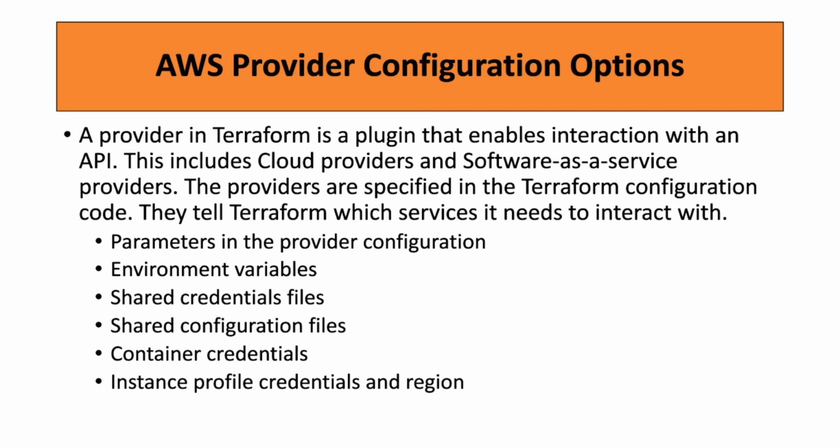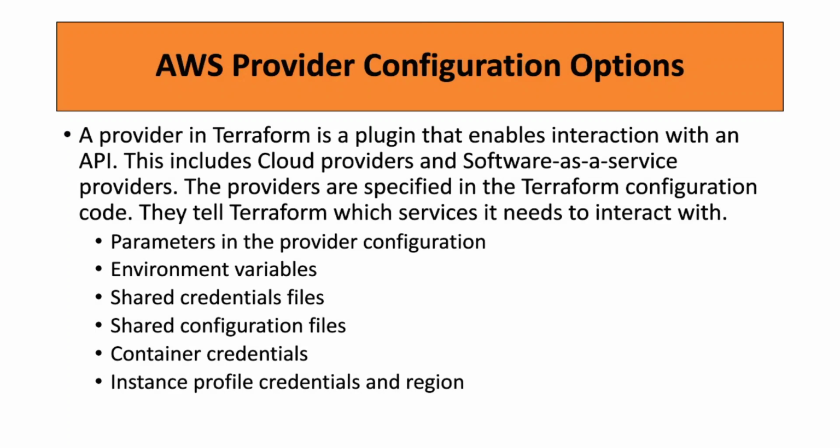So what is a provider here? A provider in Terraform is a plugin that enables interaction with an API. This includes cloud providers and software as a service providers. The providers are specified in the Terraform configuration code. They tell Terraform which service it needs to interact with. So a Terraform provider is just a kind of plugin. If you are creating resources for AWS, it will download the plugin for the AWS provider. If you are creating resources for Azure, then it will download the Azure provider plugin. Then only can it interact with any of the cloud services where you want to provision or create resources.